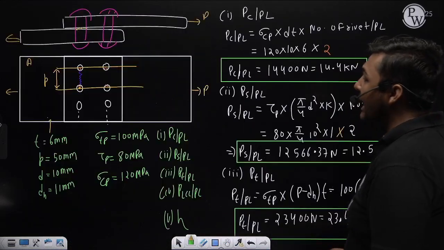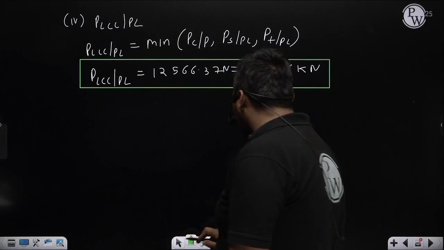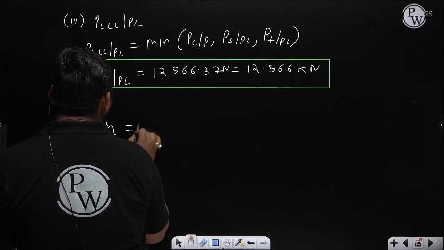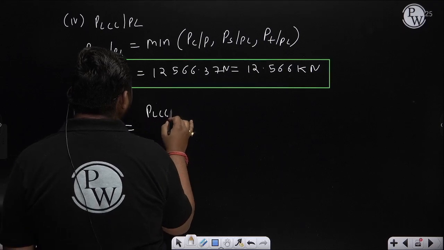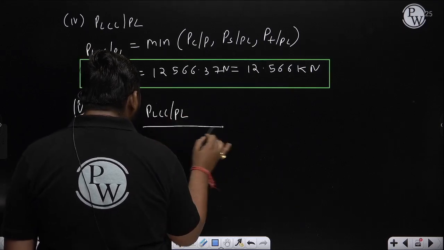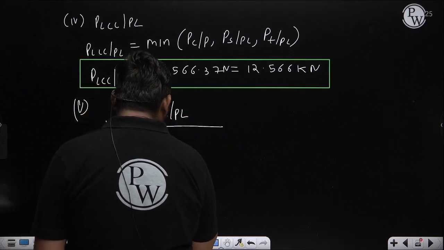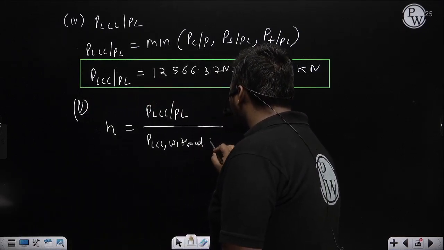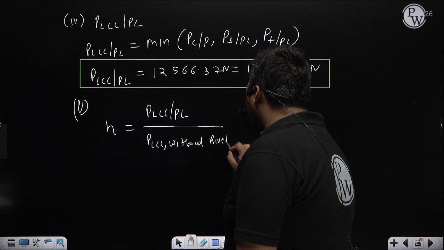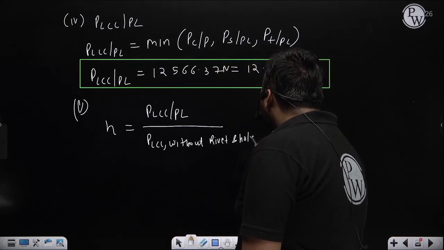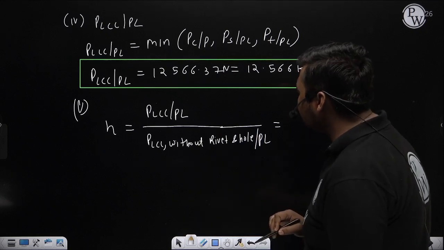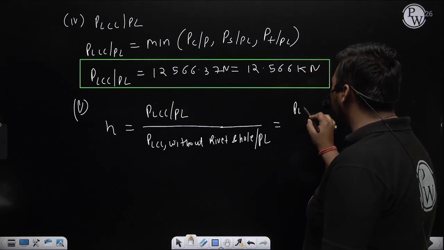Okay, now next we have to find the efficiency of the riveted joint. So to find efficiency, since we have calculated the actual load carrying capacity per pitch length, on the below side we will take the load carrying capacity without rivet and hole per pitch length. Okay, now the actual load carrying capacity per pitch length we have already calculated.